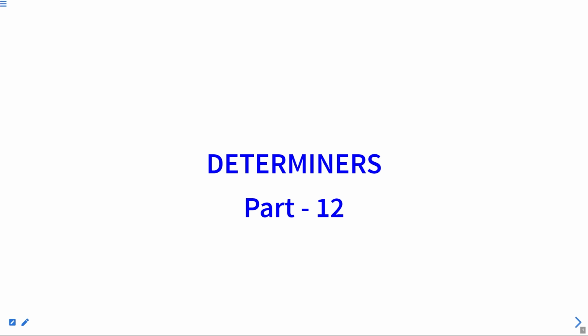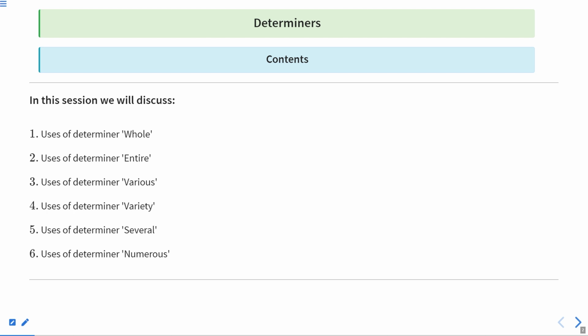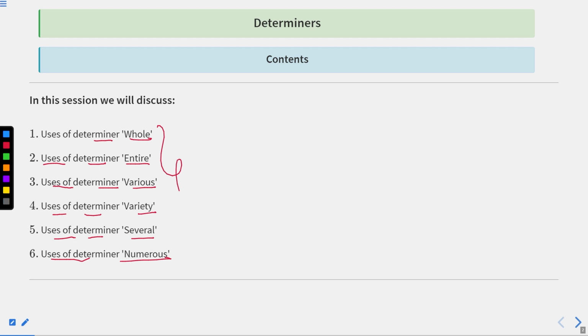First of all, we'll see what we are going to discuss in this session of determiners. Well, in this session, we will discuss the following determiners. First, the use of determiner whole. We are going to elaborate this word whole in this session. After that, we'll discuss uses of determiner entire, then uses of determiner various, uses of determiner variety, uses of determiner several, and uses of determiner numerous. So we have these various determiners which we are going to discuss in this session one by one. We'll elaborate all these determiners.